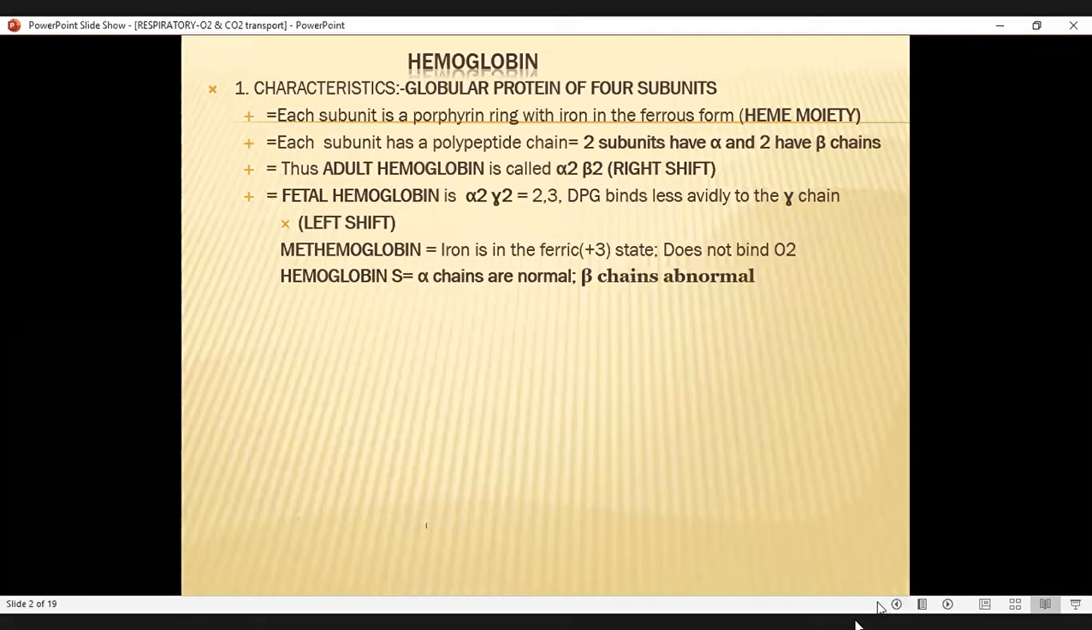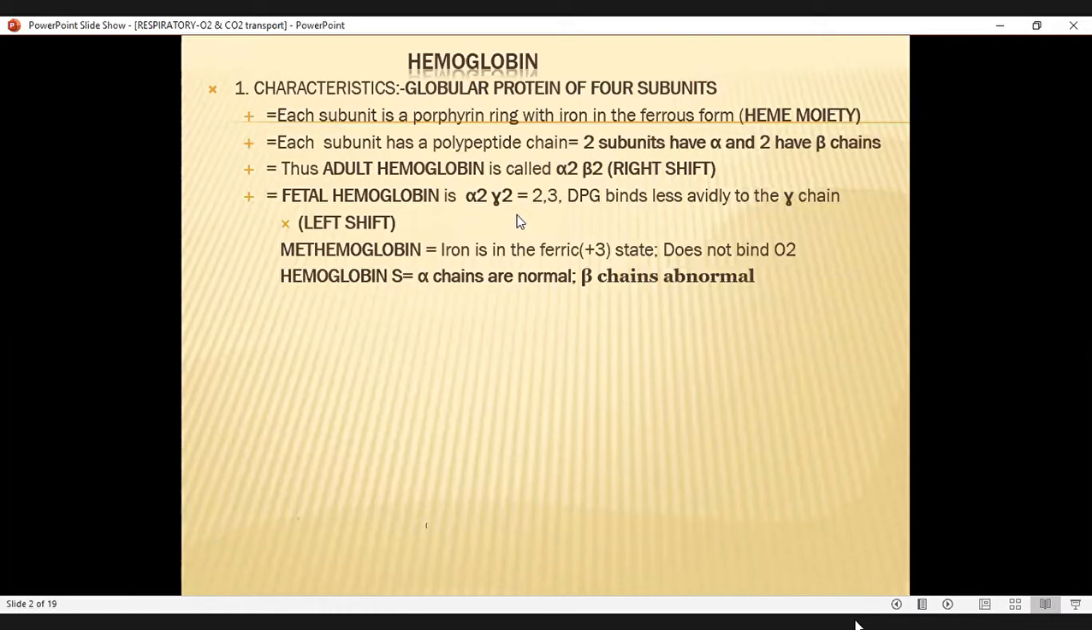So your hemoglobin is a globular protein of 4 subunits. Each subunit is a porphyrin ring with iron in the ferrous form. Your heme moiety, okay? Each subunit has a polypeptide chain. 2 subunits have alpha and 2 have beta chains because you have 4 subunits, okay? So 2 of that is alpha and 2 is beta in adult hemoglobin. So your adult hemoglobin is called alpha 2, beta 2 hemoglobin. So right shift. We will discuss about right shift later on. Your fetal hemoglobin is alpha 2 and gamma 2.